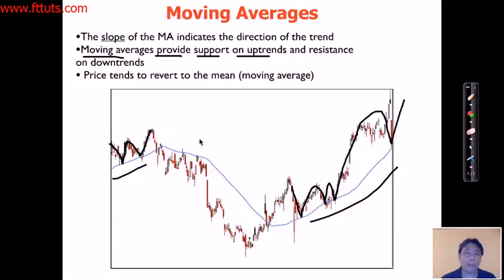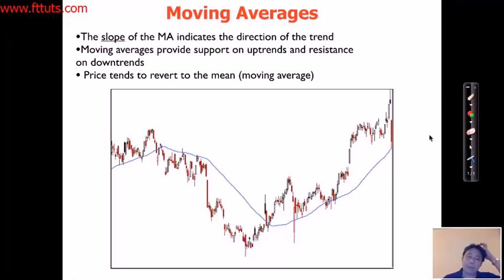And on a downtrend, what happens? The moving average acts as a resistance, right? Can you see the price goes up, boom, comes down, boom, comes down, right? And what happens is we say prices tend to revert to the mean. Okay, so what does it mean? Notice that when the price gets too far from the moving average, it tends to move back to the moving average. It tends to snap back. That's why we call it an average. Okay, when it's too far, it snaps back. So we call it the mean or the average.